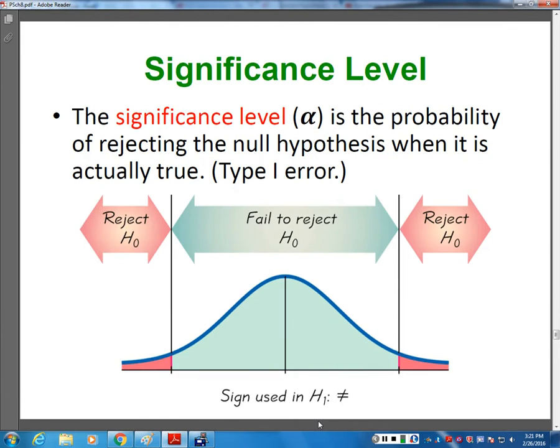Alpha, the significance level, and the area in the tail or tails of the distribution, is also the probability of rejecting the null hypothesis when it was actually true, or a type 1 error.